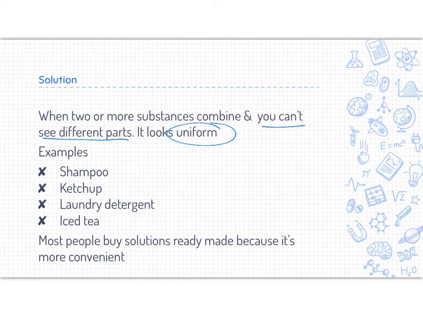Most people buy solutions ready-made because it's more convenient. Some examples could be laundry detergent. Used to use powdered laundry detergent, and even before that, they would use a bar of soap and shave it. So we have slowly evolved to use a more concentrated version in water, just for convenience. Same with iced tea. Not very many people buy iced tea crystals and then mix it themselves anymore. Shampoo also used to be in a bar, and we have added it to water into a solution to make it easier for us to use as well.